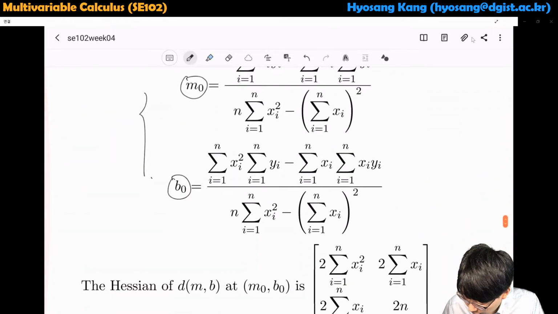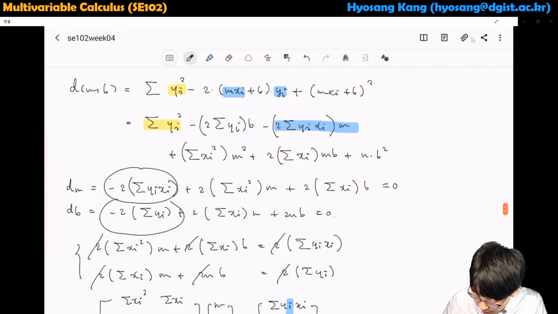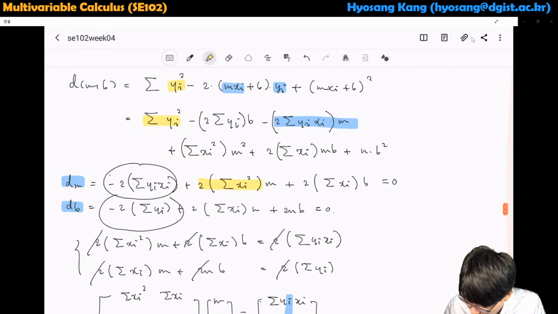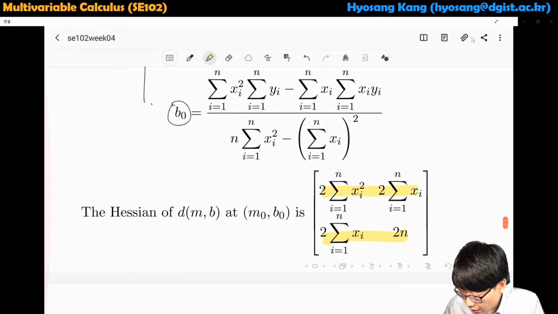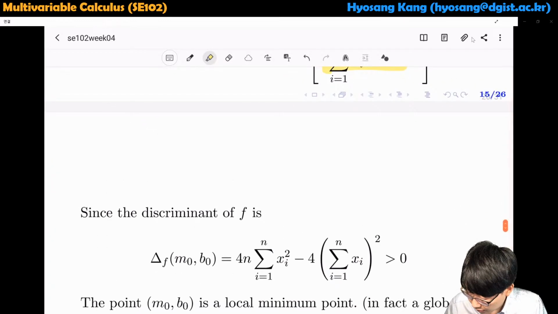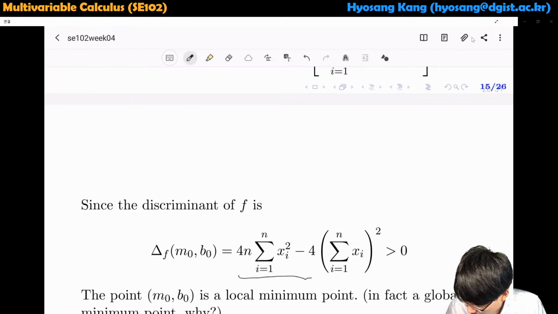So let's think about the Hessian here. We had these 2 formulas for the first order derivatives. If you take the further derivative, dmm becomes this. So here dmm is here, dmb is here, and dbb is 2n. So the Hessian looks like this. Okay, so let's compute the discriminant. The discriminant is the determinant of this 2 by 2 matrix, so it becomes this formula.